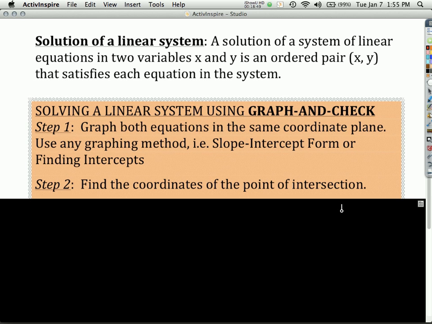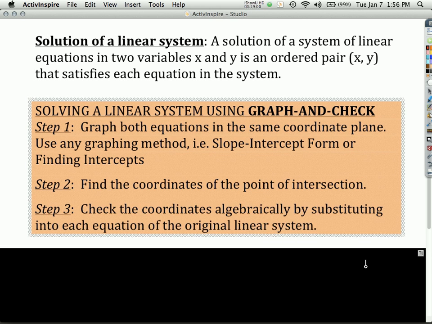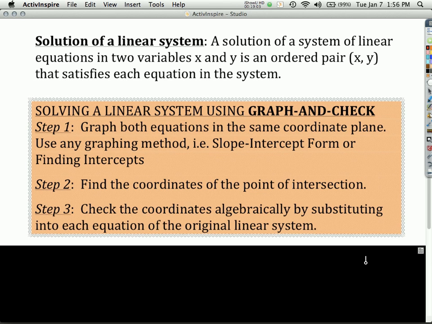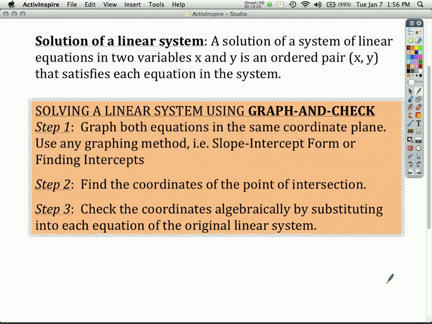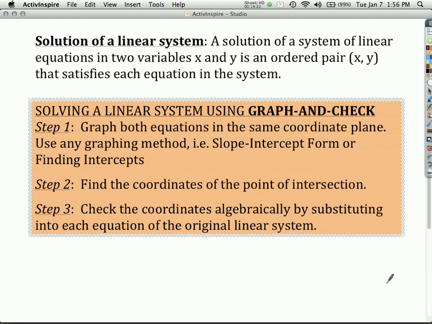Now, this is a tough strategy to use. Unfortunately, a lot of times we're off by a little bit. So to make sure that we actually find the correct solution, we have to check it. And we check it by plugging the ordered pair back into both equations to make sure it works. Now, if none of this makes sense, that's perfectly normal. I haven't even shown you what a system looks like yet. But you're going to see a system in a moment, and then it will all start to fall into place.